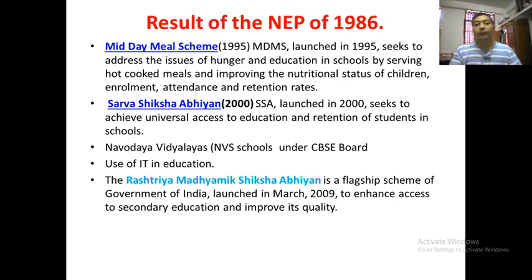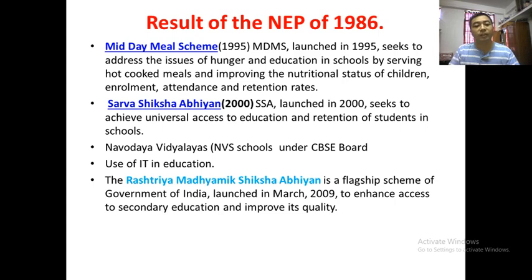The second National Policy of Education 1986 has led to different schemes and major changes in the Indian system of education. In 1995, the midday meal scheme was launched, which seeks to address the issue of hunger and education in the school by serving hot cooked meals and improving the nutritional status of children, enrollment, and increase of attendance and retention rate in the school. In 2000, SSA was launched to seek the universal access of education and retention of students in school.